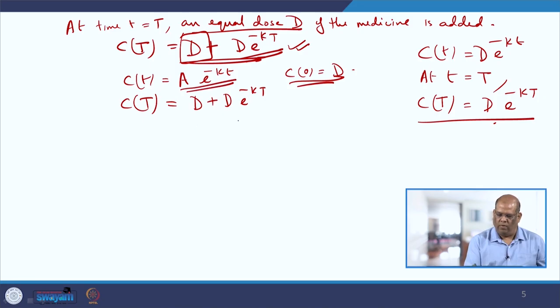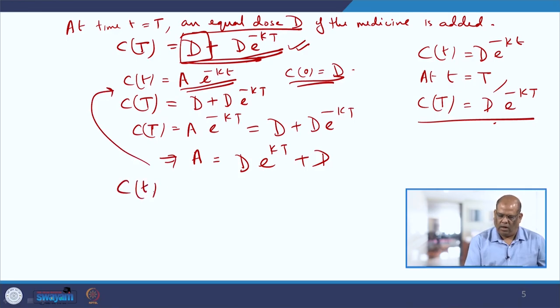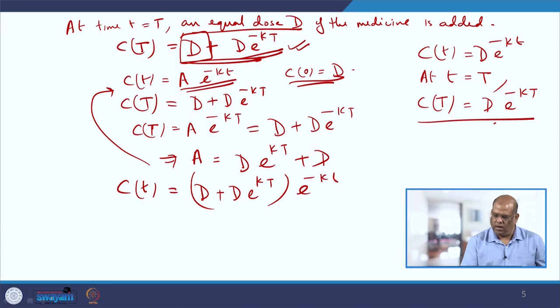this is going to give that C(t) is equal to A e to the power minus kt, and that value is equal to D plus D e to the power minus kT. So from here I get the value of A, a new A, which is equal to D e to the power kT plus... So this new A will now be substituted here. C(t) is equal to D plus D e to the power kT into e to the power minus kt.